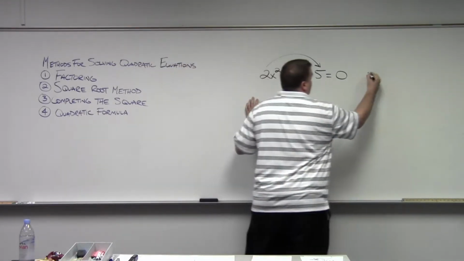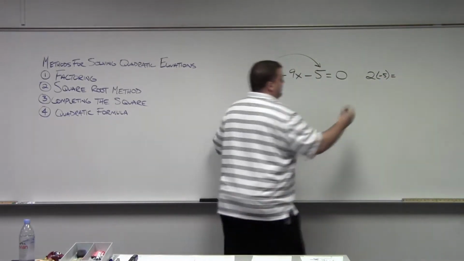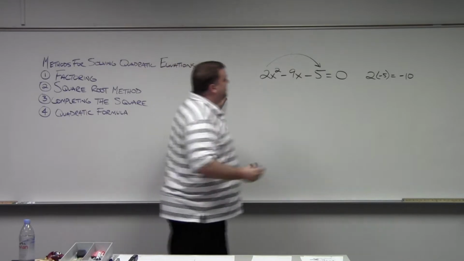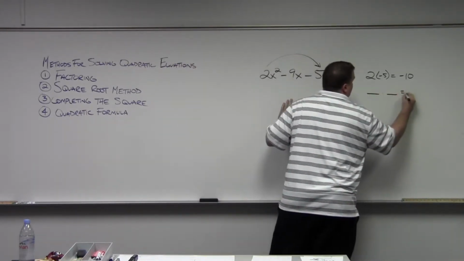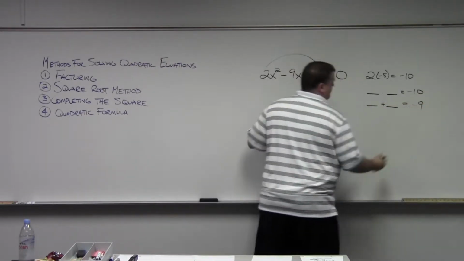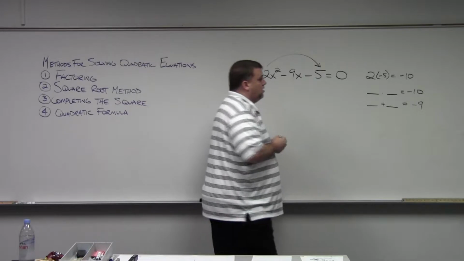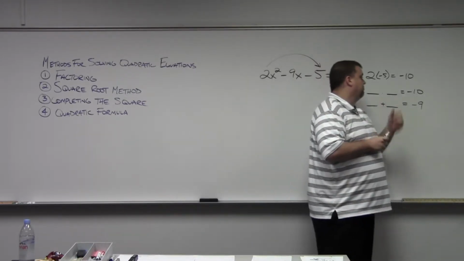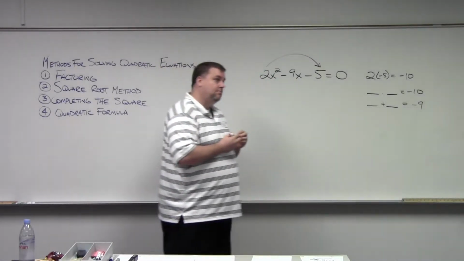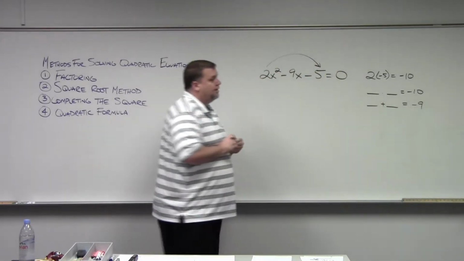2 times negative 5 is what? Negative 10. I do ask questions, so be prepared. 2 times negative 5 is negative 10. Are there two numbers that multiply to give us negative 10 and also add together to give us negative 9? So what are the only two possibilities of multiplying to give us 10? 2 and 5 and 1 and 10?